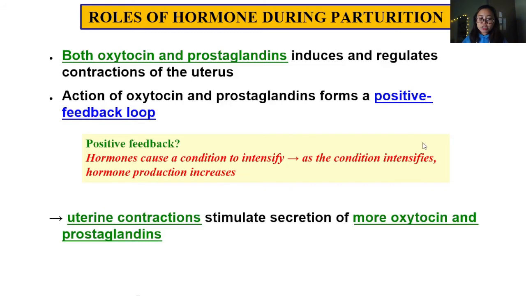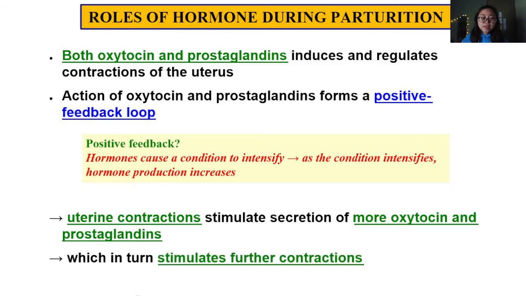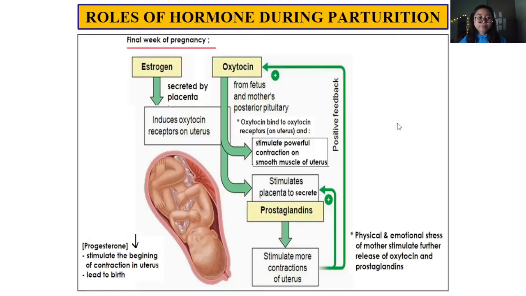These uterine contractions stimulate the secretion of more oxytocin and prostaglandins. Bila rahim itu mengecut, mengetat, dia kompres, dia menyebabkan lebih banyak oksitosin dan prostaglandin dihasilkan, which in turn stimulates further contractions. Semakin banyak oksitosin dan prostaglandin, rahim semakin lagi contract. Semakin contract, banyak oksitosin. Banyak oksitosin, semakin contract. So it continues and continues.